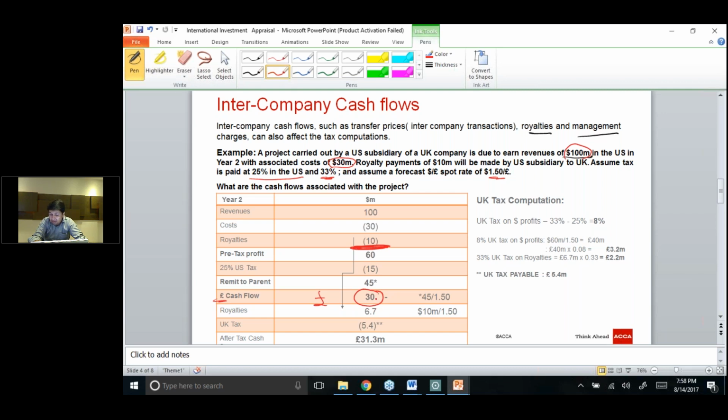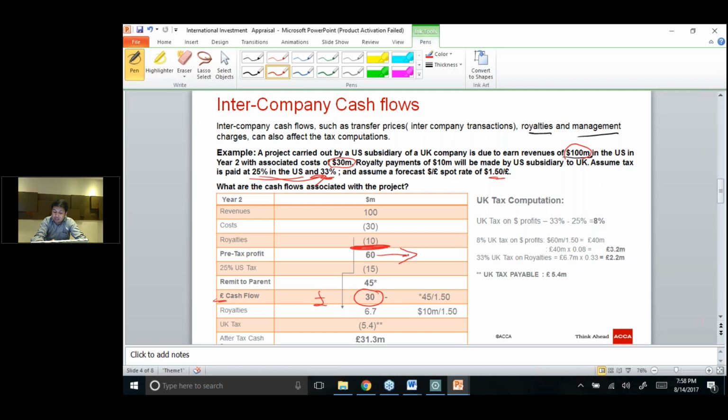This 30 million is the remittance, and the subsidiary has deducted 25% profit tax on it. So you just have to pay an extra 8% tax on it. But do not calculate tax on this 30 million. Go back and check what the gross earning is.